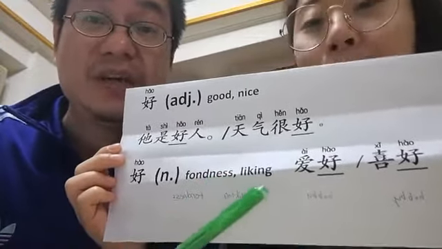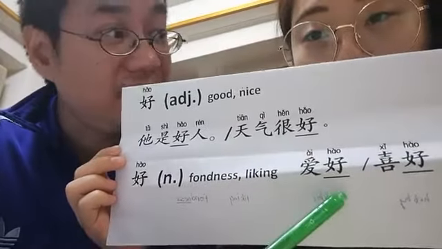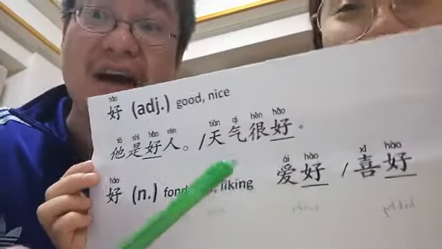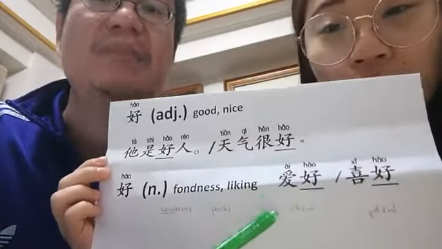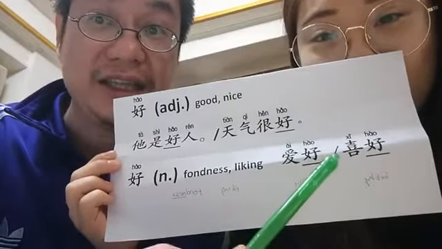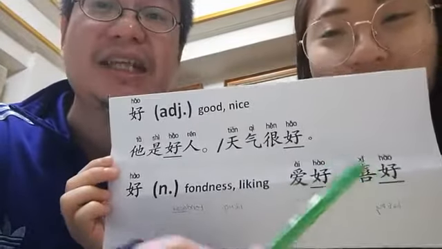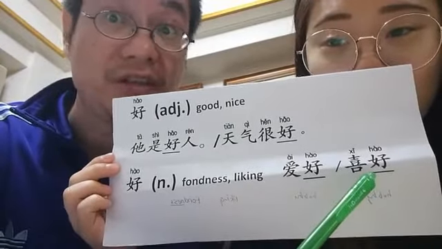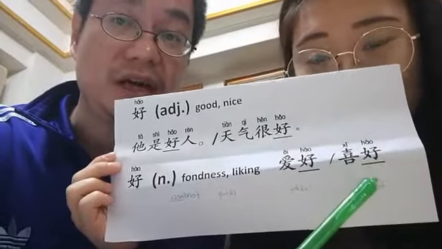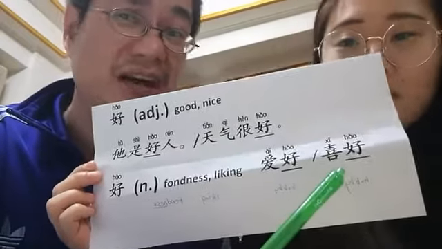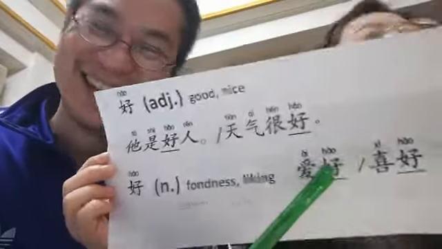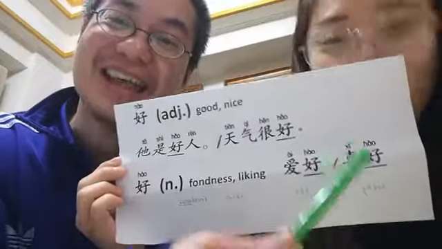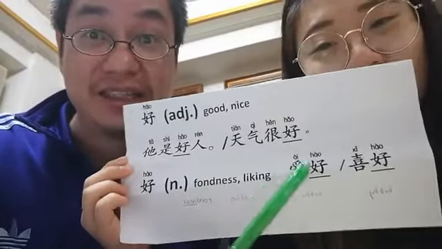So for example, we say 爱好. We don't say 爱好 with the third tone, okay. 爱好 means hobby. And how to say this? 喜好. That's right, 喜好. Here we pronounce this word with the fourth tone, 好. Please don't say 喜好 with the third tone, it's like take a bath, right? Okay, 喜好.